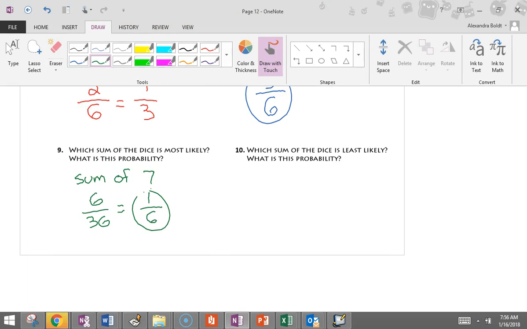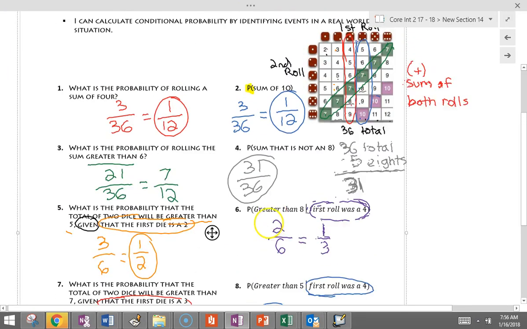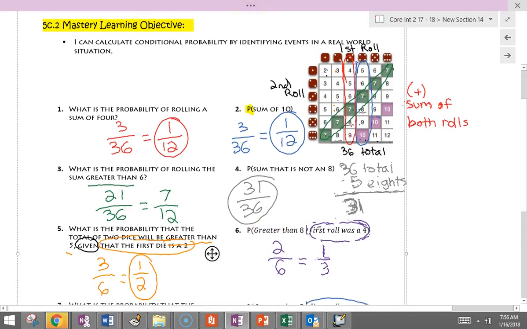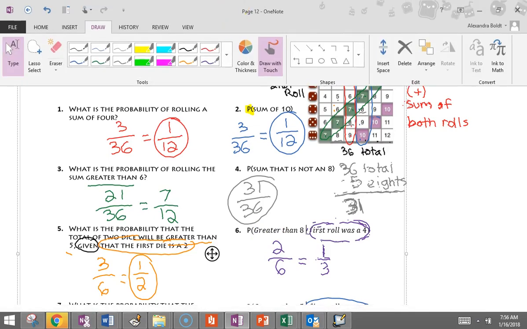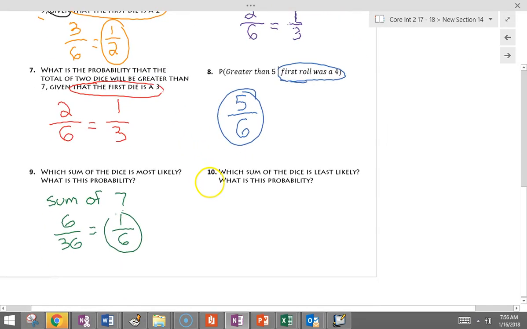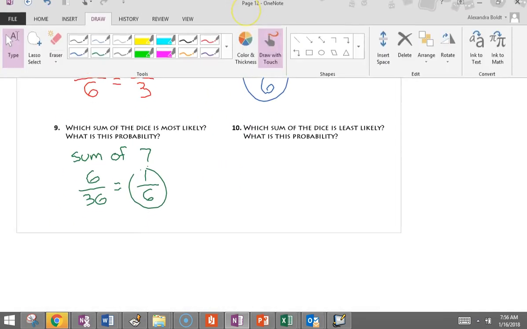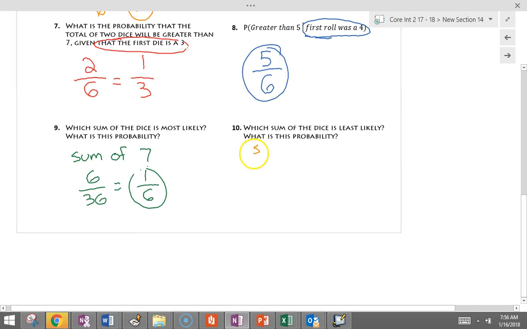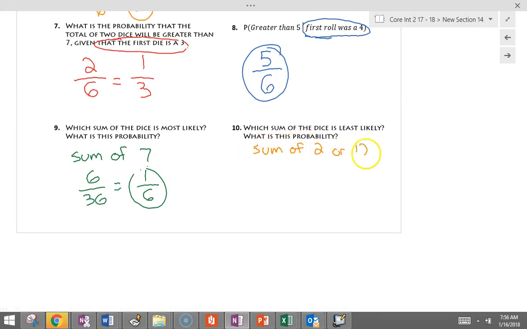Which sum is least likely? Well, if I look here, I only have one 2, but I also only have one 12. Both of those have the same probability, so they're both the least likely. So a sum of 2 or 12. They both have a probability of 1 out of 36.